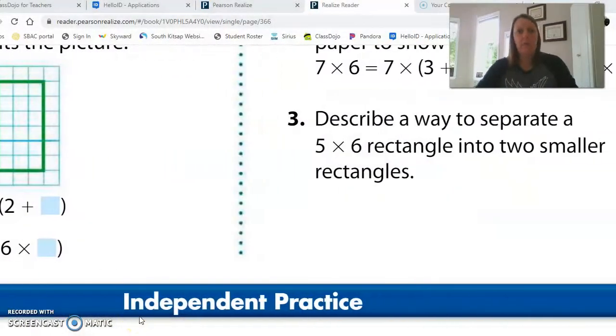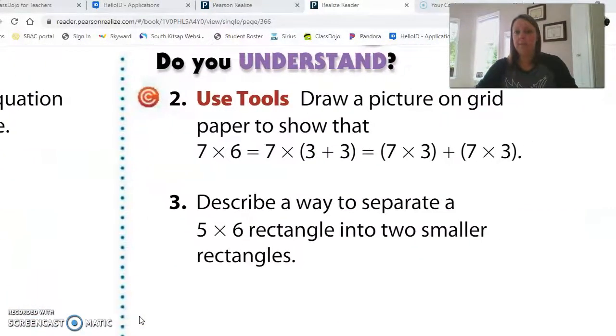All right, here we go on to number 2. Don't worry, we will do enough that you will get this. Draw a picture on grid paper. Oops, upside down for you again. To show, okay, so here's my grid paper. Now, it says 7 times 6. So first I'm going to draw a 7 down and a 6 across.